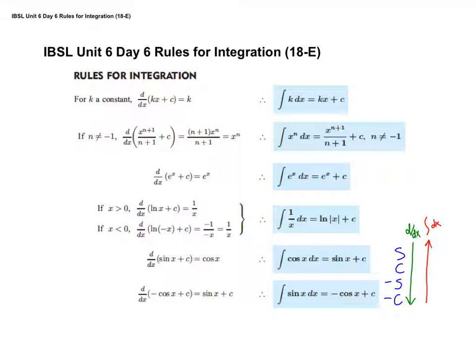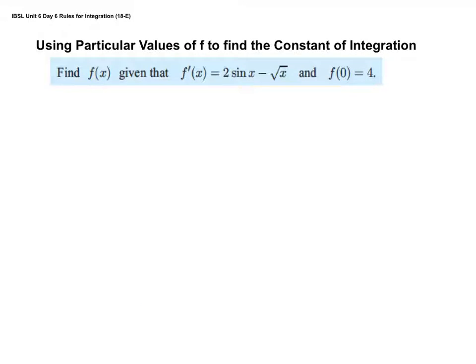As we look today at continuing working with our rules for integration, the thing we want to focus on here is how would we actually find what that constant is? Here's the main idea. If we have a derivative and we have a single point on the original function, then we can take the integral and use that point to help us figure out what c is. Let's look at this one as an example.